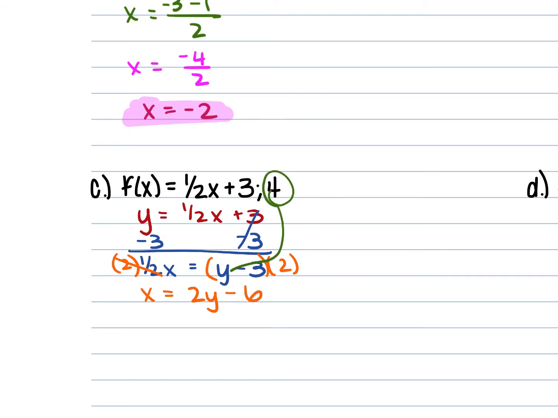Take the 4, plug it in for y. We have x is equal to 2 times 4 minus 6. 2 times 4 is 8. 8 minus 6 gives us that x is equal to 2.